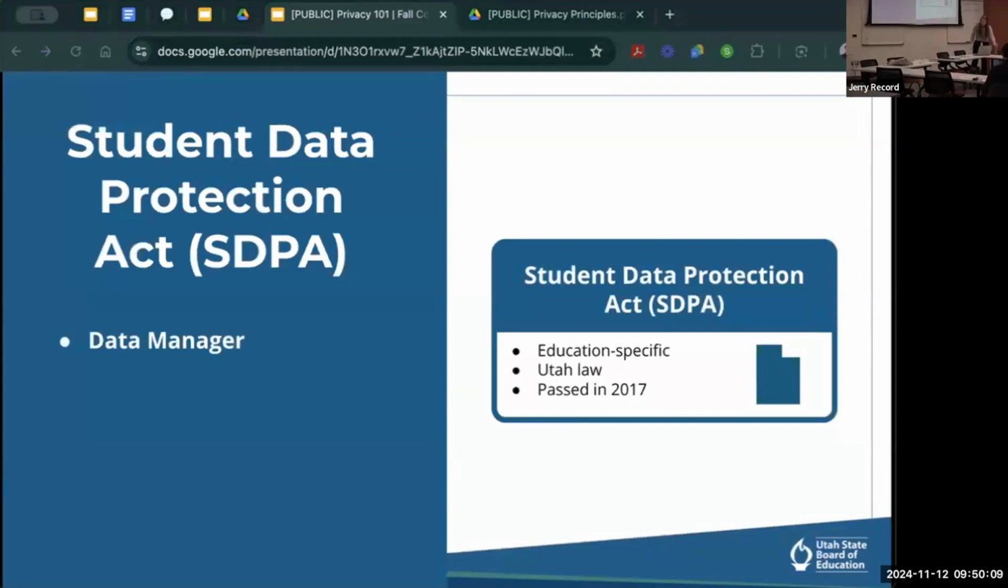Again, it's a pretty big law, so we're not going to go through everything. But we are going to talk about what a data manager is, the metadata dictionary requirement, and a little bit of information about working with vendors.